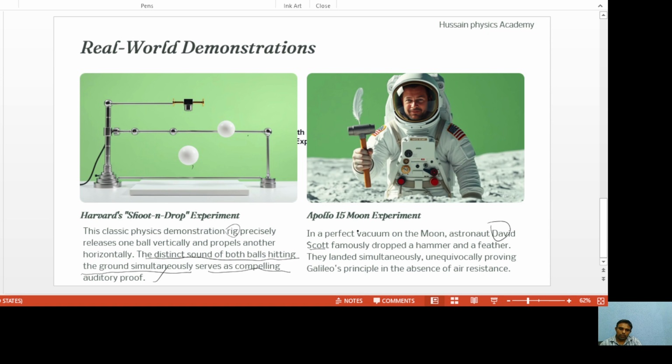Okay, the second person is David Scott. The experiment is named the Apollo 15 Moon Experiment, in a perfect vacuum on the moon. He did the experiment on the moon using one hammer and one feather. Standing on the surface of the moon, one hammer is released downward and the feather is released horizontally. This proved Galileo's principle: in the absence of air resistance, both reach the ground at the same time.